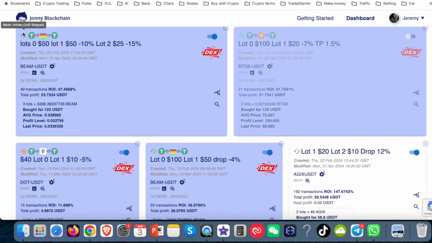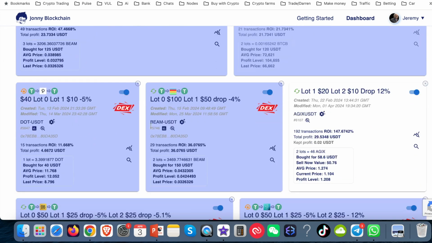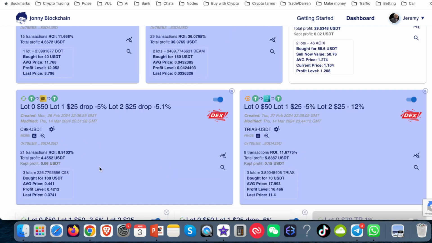Other bots, I've got them on constantly buying and selling. So like this Beam one, for example. This one is another Beam one. I've got that on infinite. I've got this one here, this AGIX. I've got it on infinite. It's got some great ROIs. Coming down, I've got this Coin 98. Got this trading on constant.